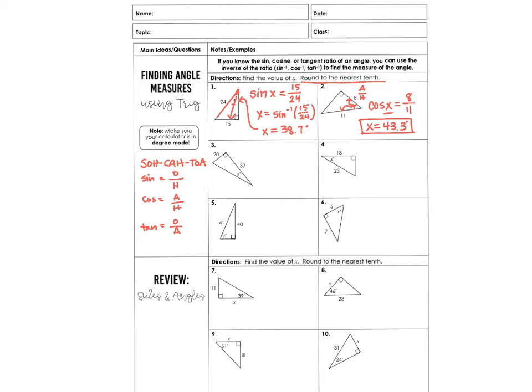So let's look at number 3. We're given this little angle here, and we're given the adjacent and the opposite. So adjacent and opposite is tangent. So if we're finding tangent x, we're using opposite, which is 20, over adjacent, which is 37.